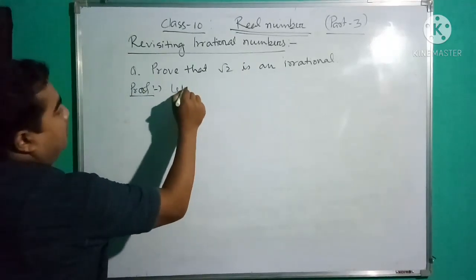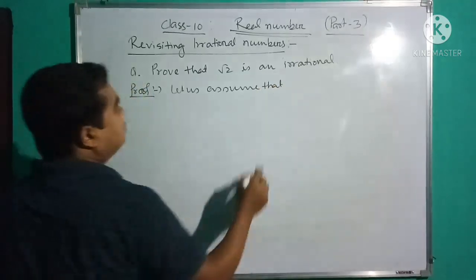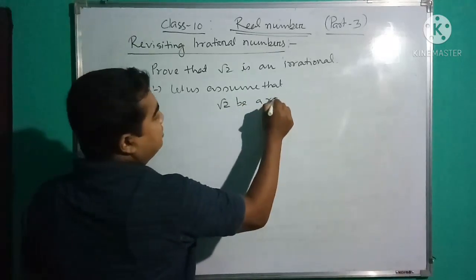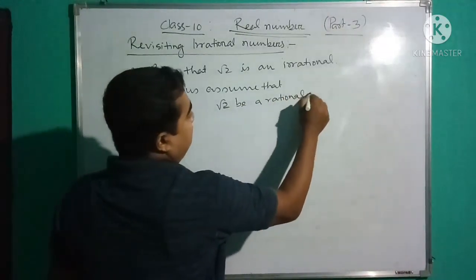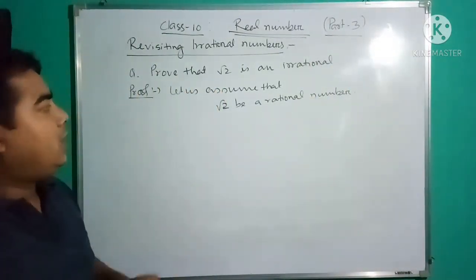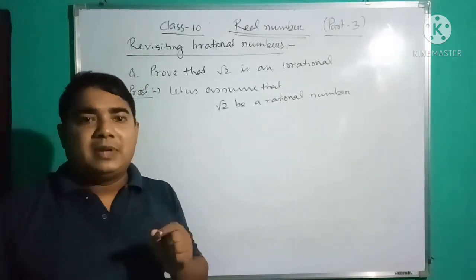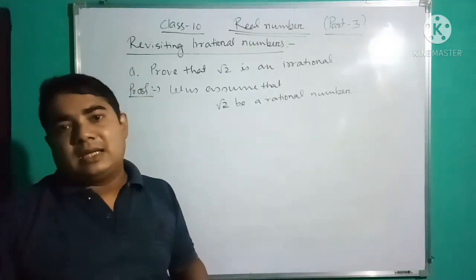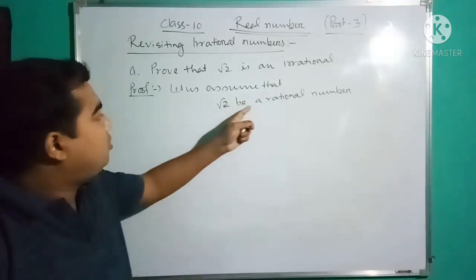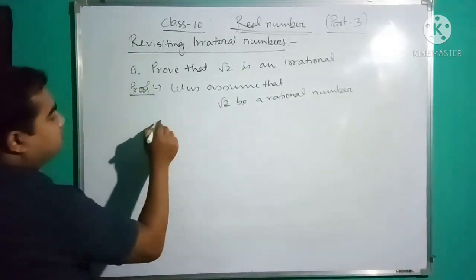See, let us assume that root 2 be a rational number. If root 2 be a rational number, then we can write it in the form p by q. Why? The definition of a rational number is: if a number can be written in the form p by q, then it is called a rational number. Similarly, here root 2 is a rational number, so we can write it in the form p by q.